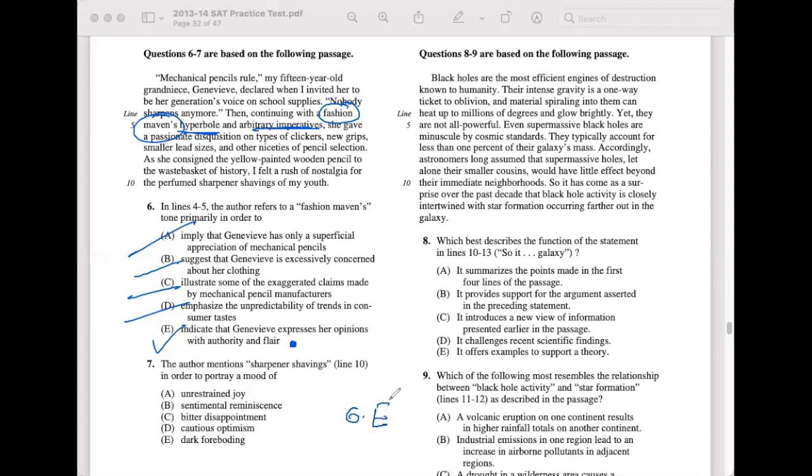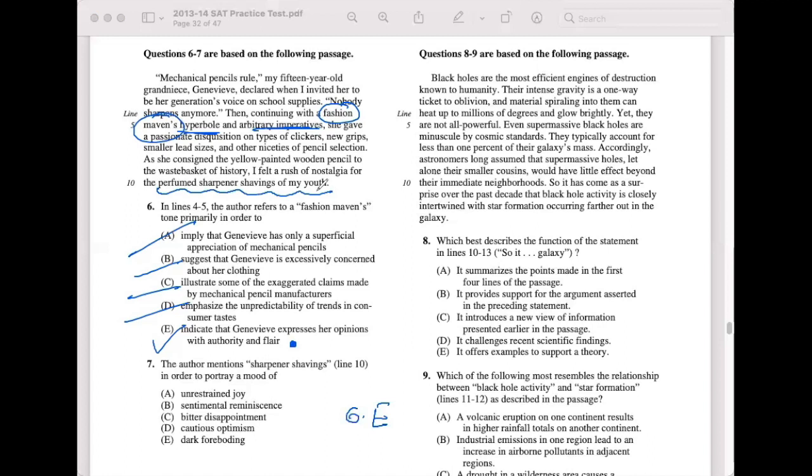Okay. The author mentions sharpener shavings in order to portray a mood of. Now, you see, he says perfumed sharpener shavings. Does he really think that they were perfumed? I don't think so. What he's trying to say is that they were real, right? Like you could actually smell the wood on them, right? Unlike mechanical pencils, which are just made of lead. So it indicates this sense of nostalgia that he has for those pencils.